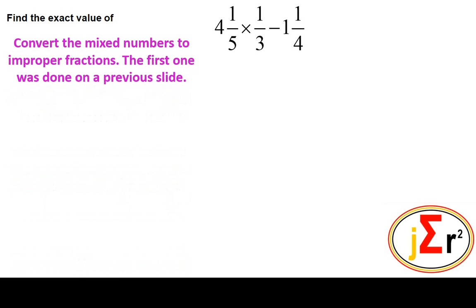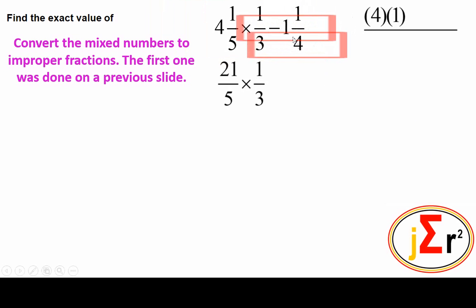First of all, we will convert the mixed numbers to improper fractions. The first one was done on a previous slide. Well, since it's not in this audiovisual, we will say that it was done in a previous audiovisual. The next one will be done in this audiovisual. And what will we do? The denominator multiplied by the whole number, and we will add that to the numerator. The resulting denominator will be the denominator of the fraction.